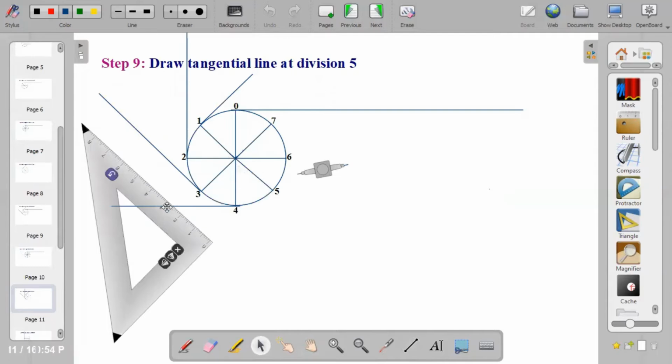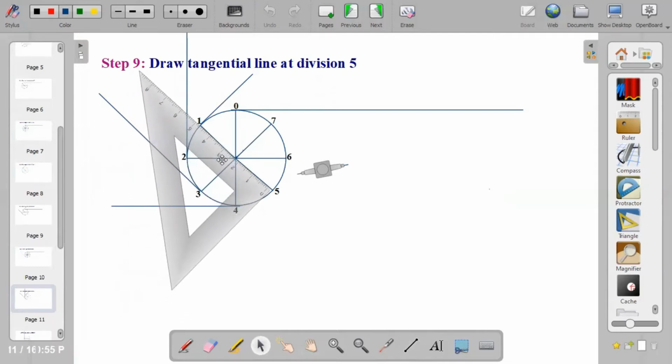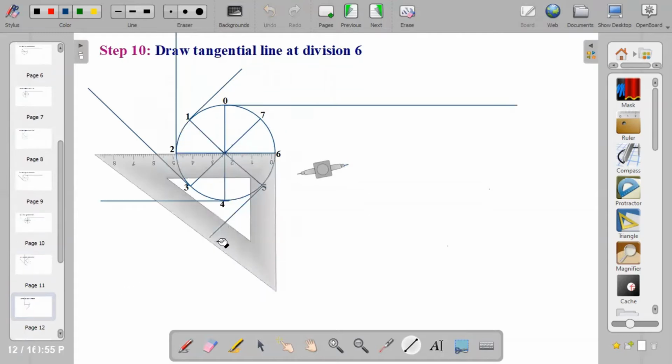This is division 5. Place the set square at division 5 to make 90 degrees, and use your pencil to project the tangential line. Okay, so we move on to division 6. At division 6, you do the same thing. You place your set square at point 6, then you project your line.